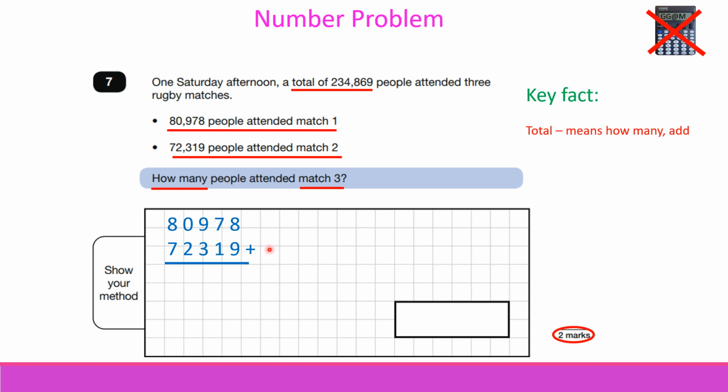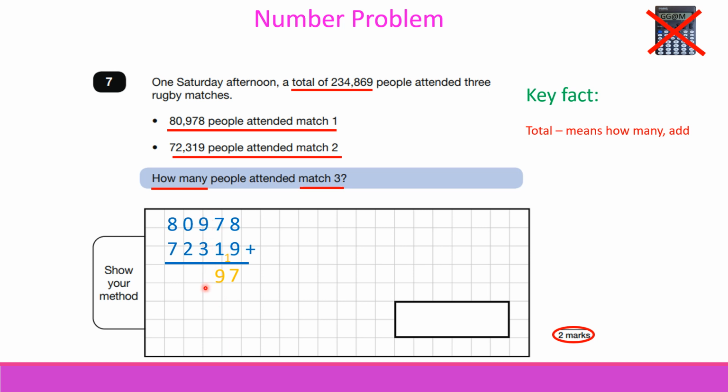So we're going to do the adding first, and then we're going to take this number answer we get from the total to work out how many people attended match 3. So we start on the right hand side of the sum. 8 plus 9, so double 8 is 16, add on 1 gives me 17, so 8 plus 9 is 17. We carry the 1 up here and the 7 goes underneath. I've got 7 plus 1 is 8, add another 1 is 9, gets written underneath.